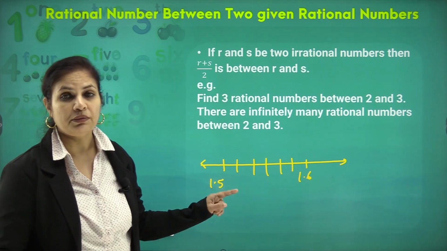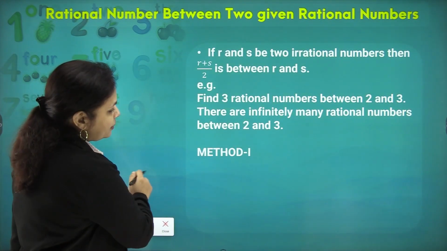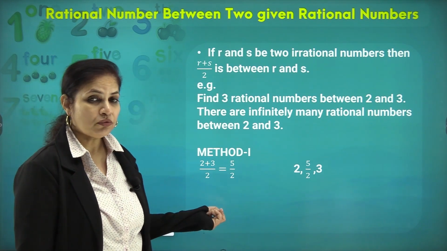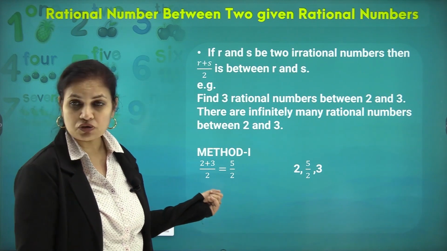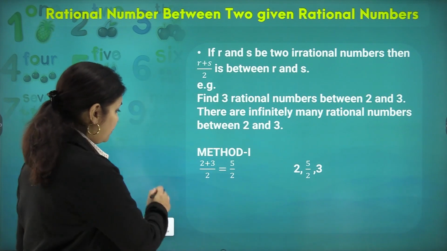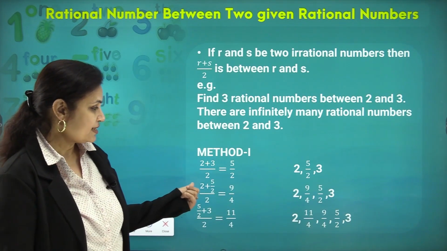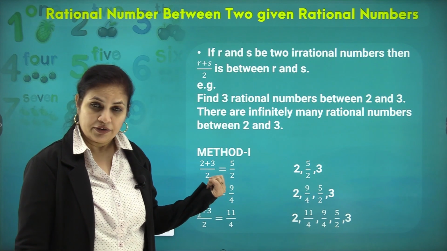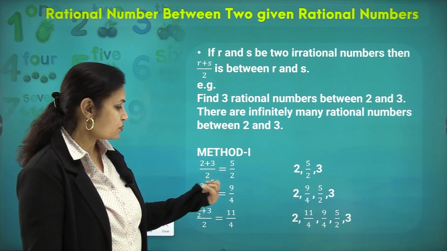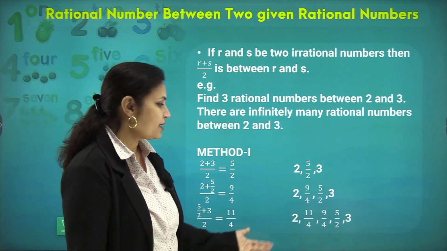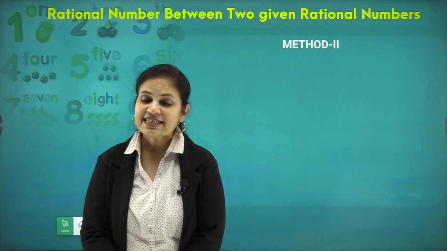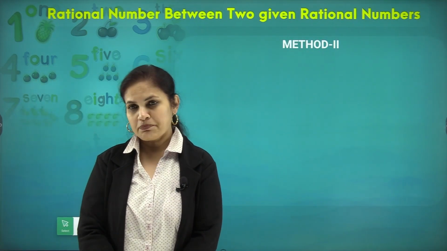The same technique will be followed. Method 1 is the method that I have just told you: the sum of the two numbers is divided by 2. The sum of the extreme values divided by 2 will give you the mid value. So as we can see in the example, if I have to fit a rational number between two rational numbers 2 and 3, add the 2, divide by 2, and we can get as many rational numbers as I want. Method 2 is less tedious than method 1 and it's quite simple.